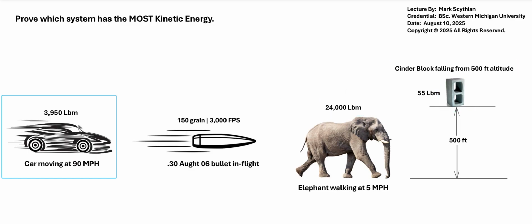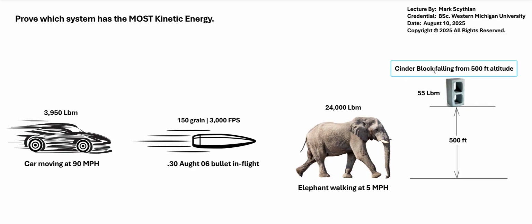So we start with the car, which has a weight of 3,950 pounds and is moving at 90 miles per hour. And then, of course, the rifle bullet is 150 grains mass at 3,000 feet per second. The elephant, 24,000 pounds. And then the cinder block is 55 pounds.